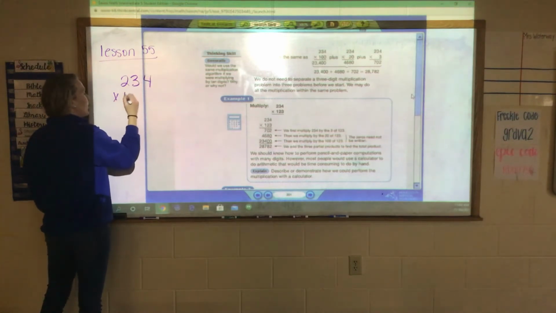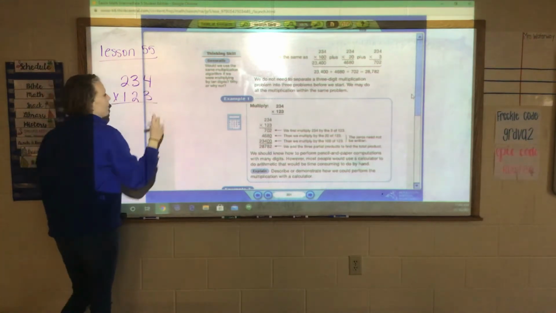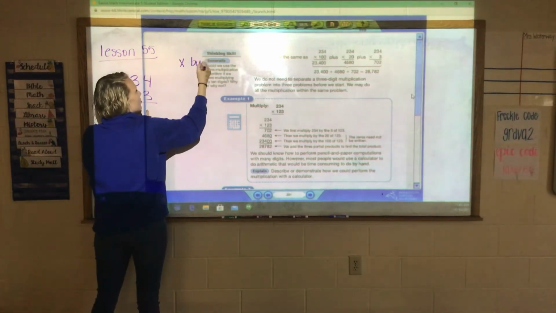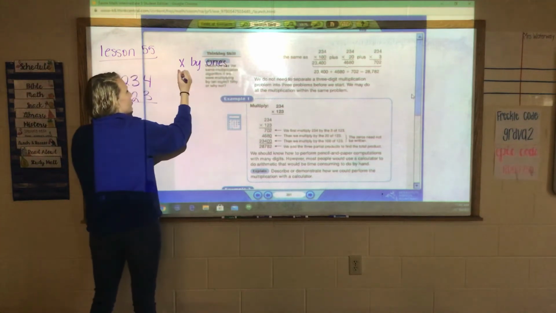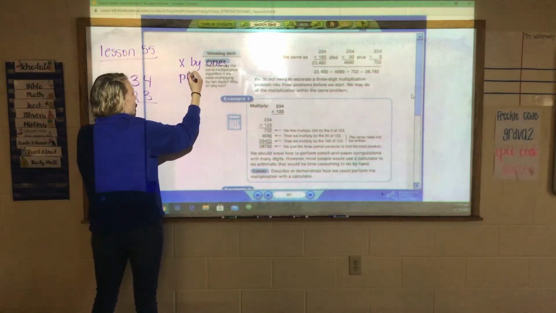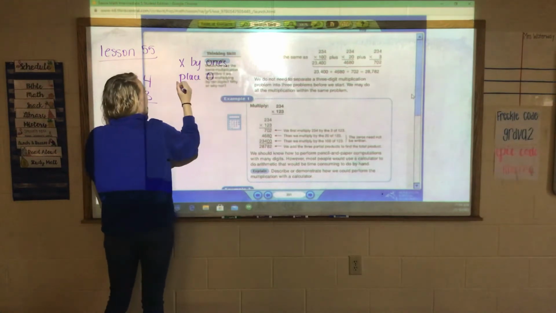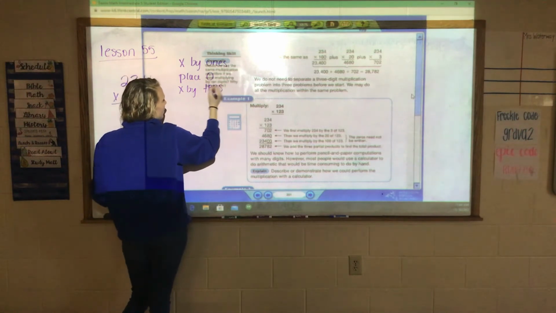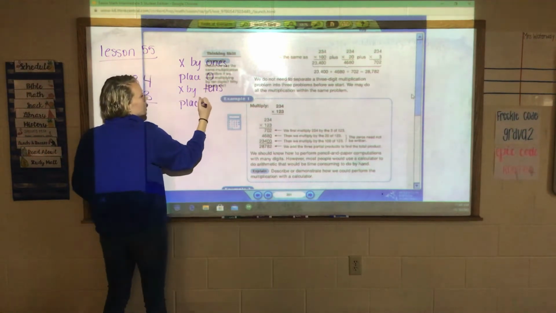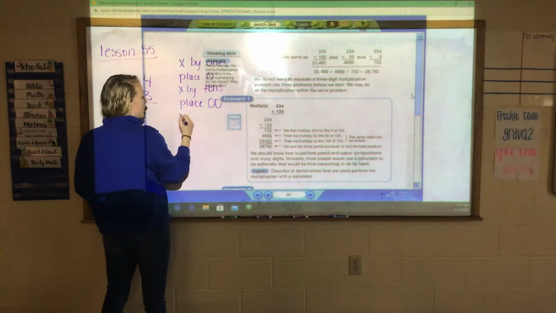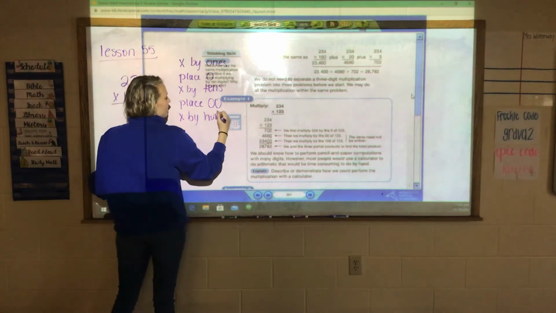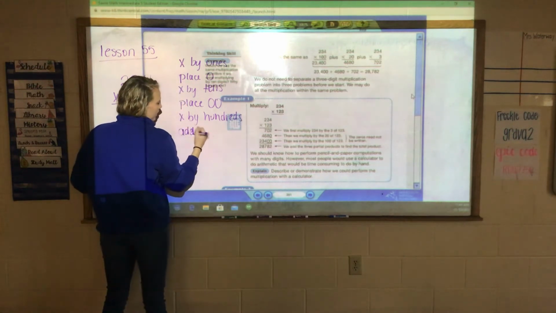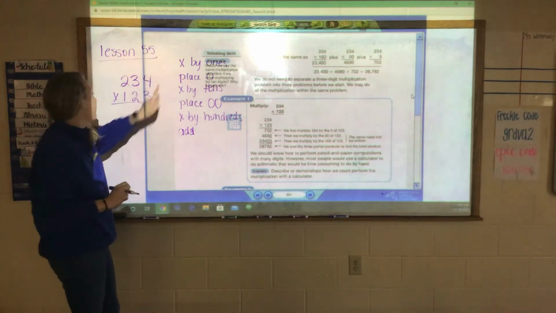234 times 123. First things first, we multiply by ones. Then you put a placeholder. And then you multiply by tens place. Then you put a placeholder, and then you multiply by the hundreds. Okay, then you add.